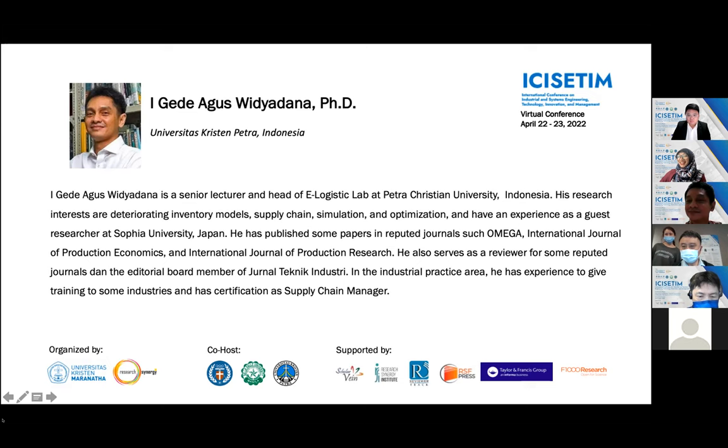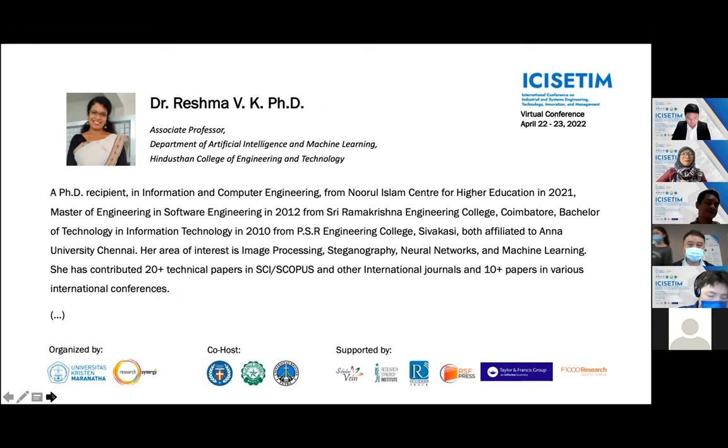And for the second session chair, we have Dr. Resma, PhD. Dr. Resma is a PhD recipient in Information and Computer Engineering from Nurul Islam Center for Higher Education in 2021, Master of Engineering in Software Engineering in 2012 from Sri Ramakrishnan Engineering College, Coimbatore, and Bachelor of Technology in Information Technology in 2010 from PSR Engineering College, Sivakasi, both affiliated to Anna University, Chennai. Her research area is image processing, steganography, neural networks, and machine learning.